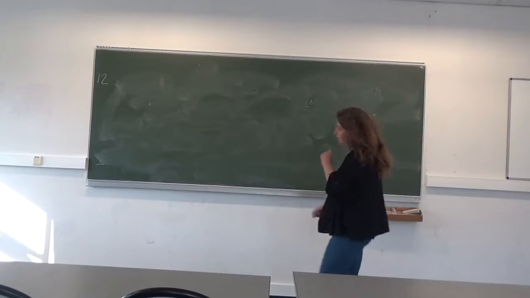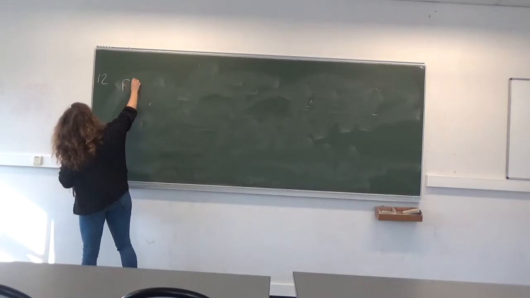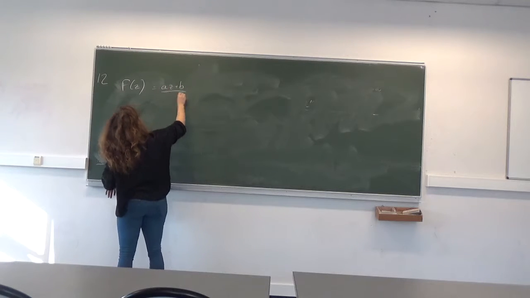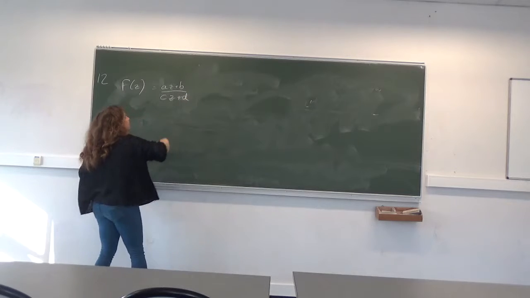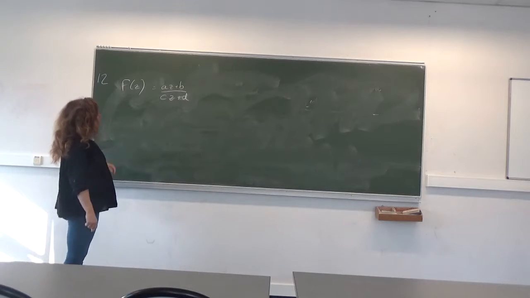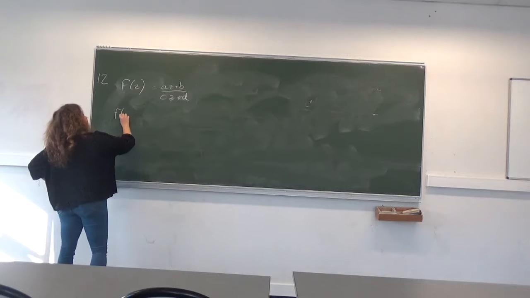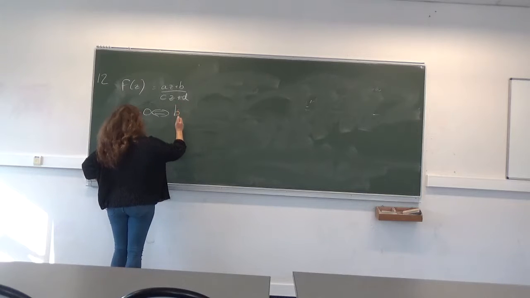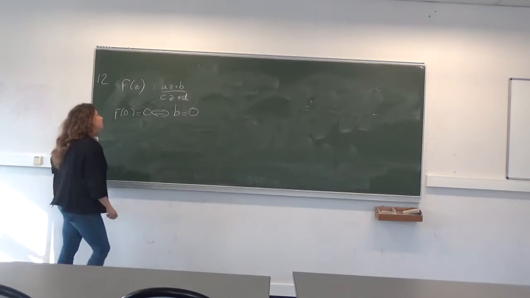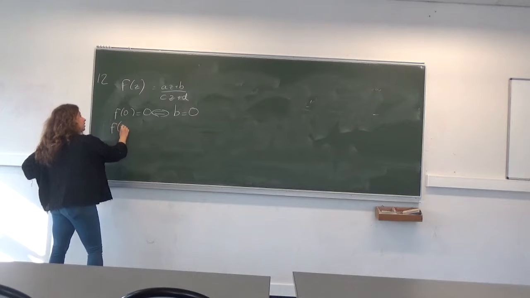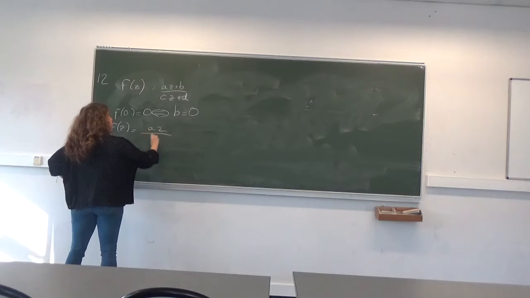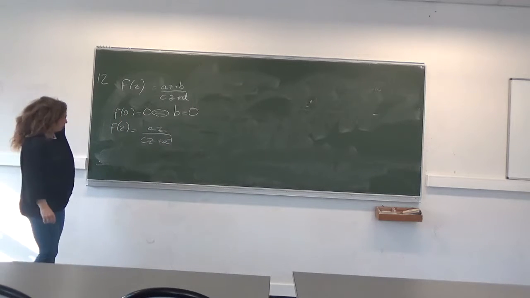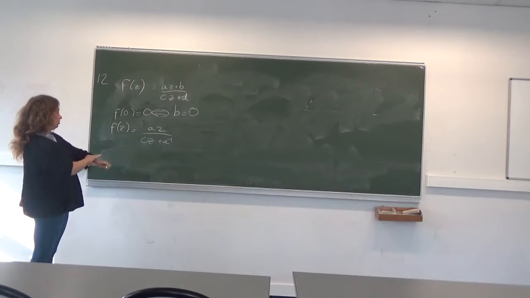Okay, so we're going to do the solution of exercise 12. So f(z) is supposed to be (az + b)/(cz + d), where a, b, c and d are real and ad − bc = 1. f(0) = 0 is equivalent to requiring that b = 0, and then I have that f(z) is of the form az/(cz + a^{-1}), because I have the condition ad − bc = 1.